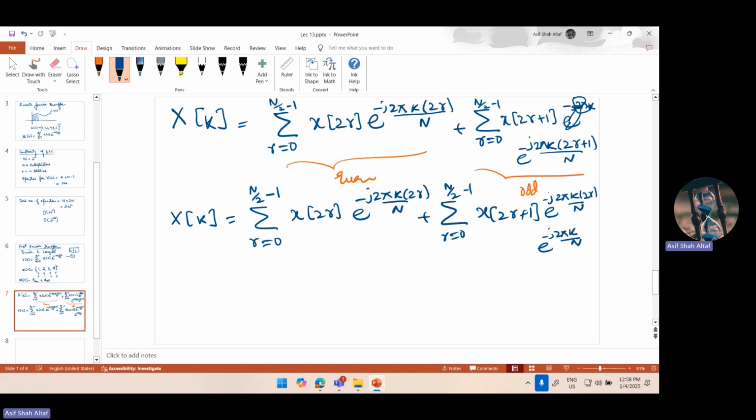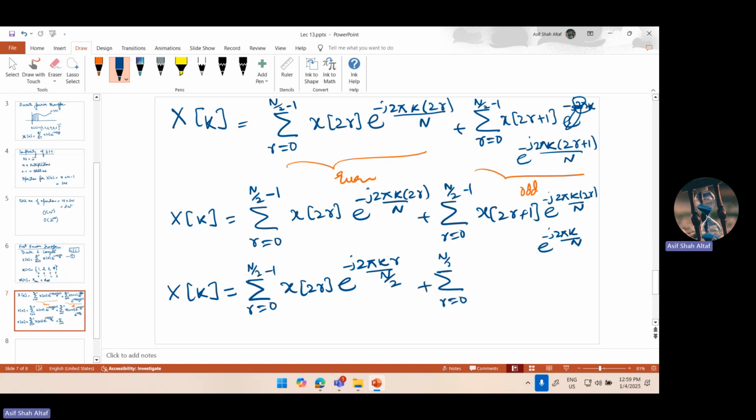So let me do a little bit more algebra. Then I can write it as the sum over r equal to 0 to n by 2 minus 1 of x of 2r. Okay, and now this n in the exponent's denominator, I can also write as n by 2, right? Because we have only n by 2 samples here. So now we have a proper way of representing only the even indices. And similarly, I can do the same here.